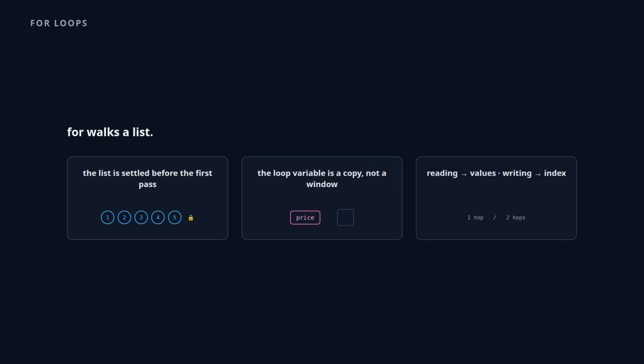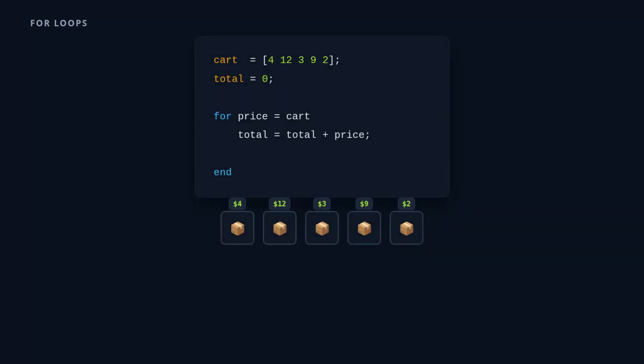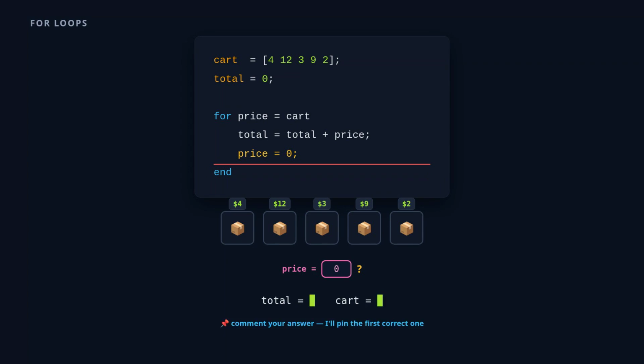Here's your challenge. Take the cart, set total to 0. Then, for price equals cart, total equals total plus price, and then price equals 0. End. You're wiping the loop variable every pass. What does total come out as, and what's in cart? Work it out by hand, then check in MATLAB. Put your answer in the comments. I'll pin the first correct one.